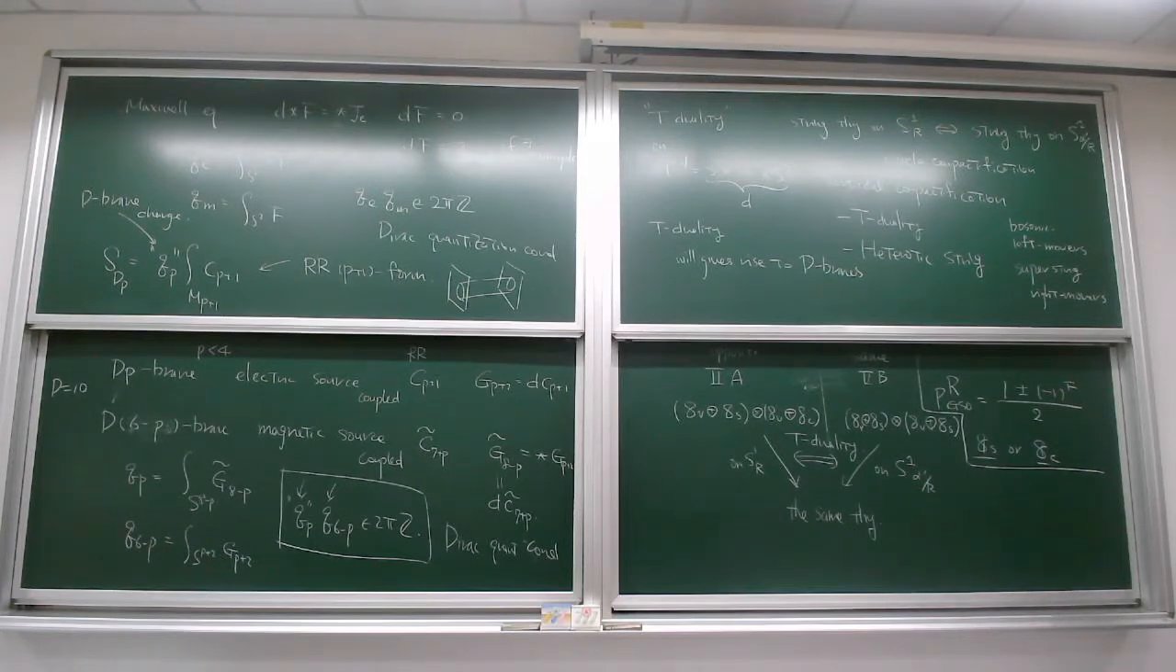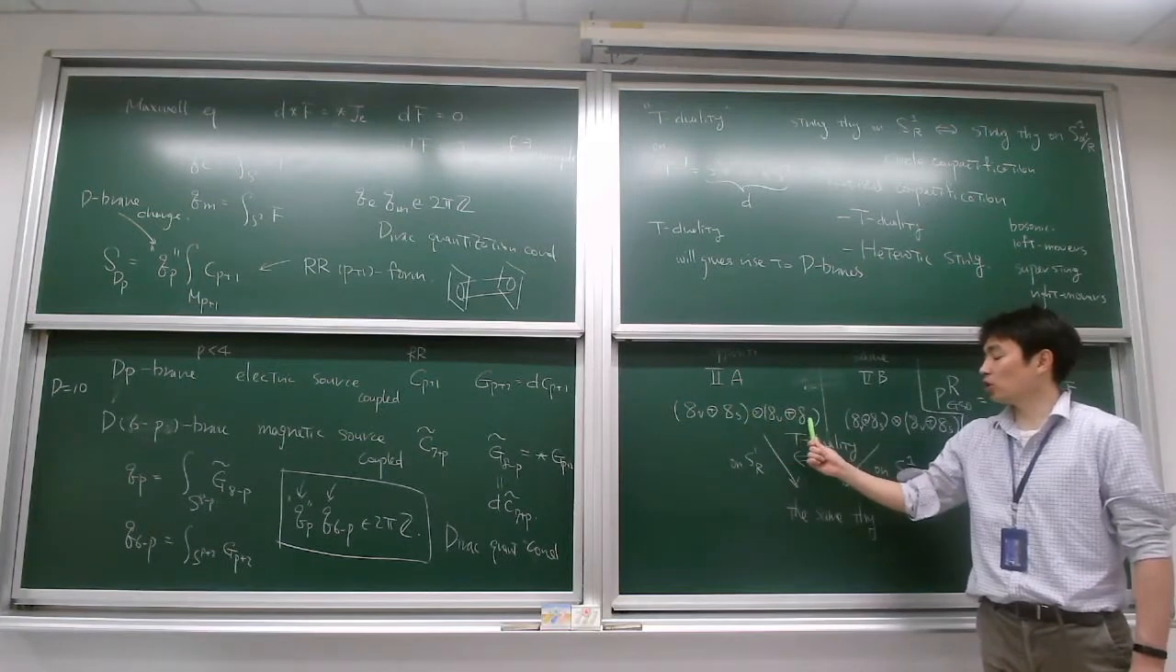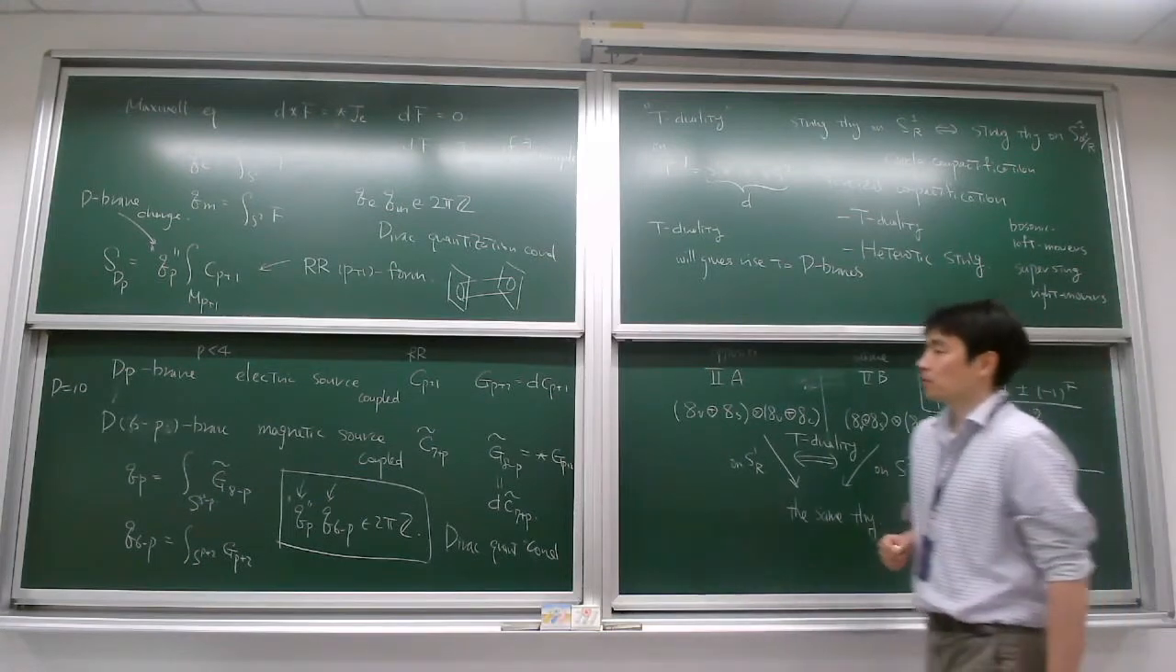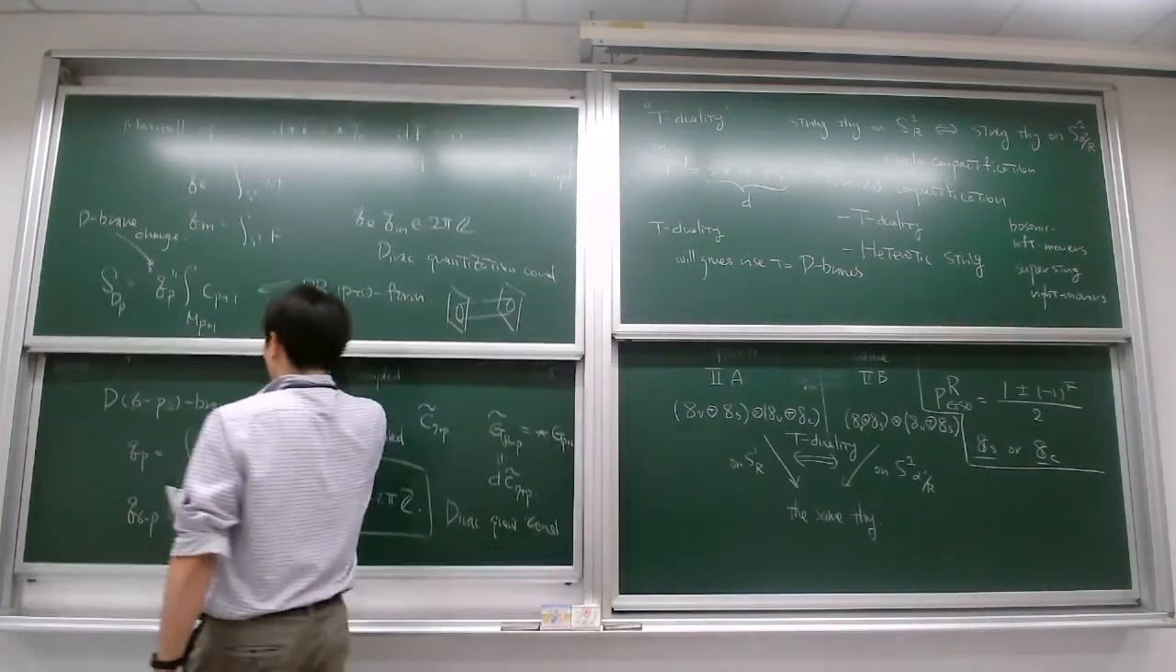Okay. Today's lecture. So the picking of which spinor representation is really coming from the GSO projection in the Ramond sector. I didn't explain that very well last time. So that's the result of the GSO projection.